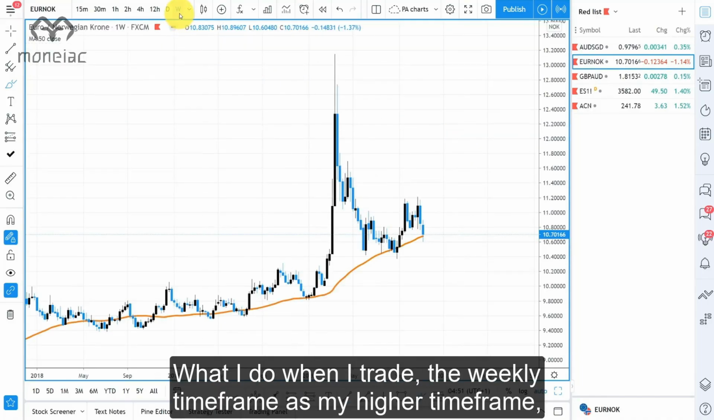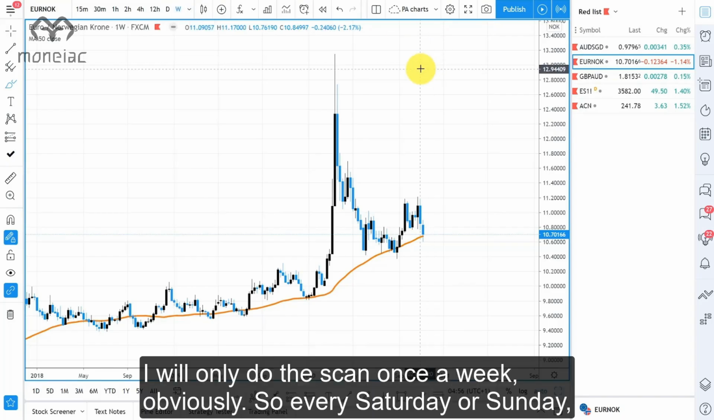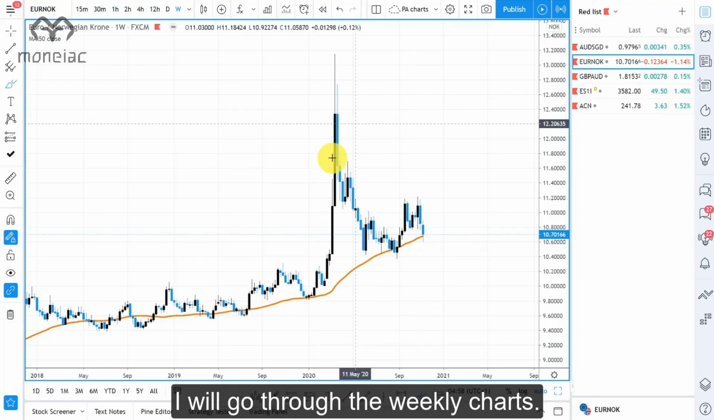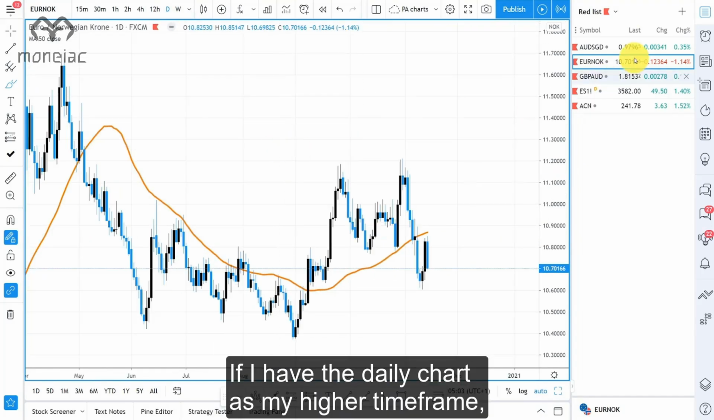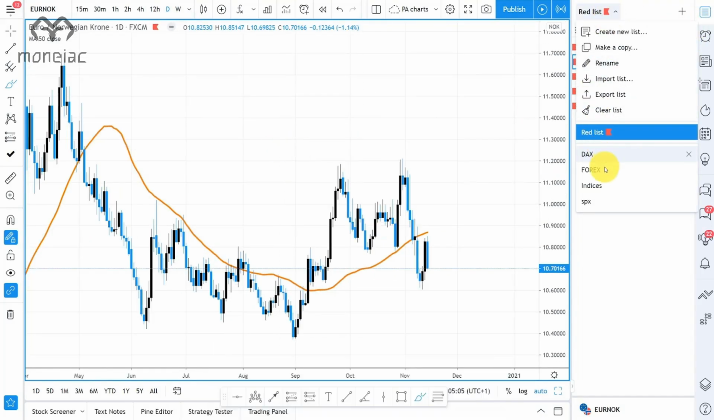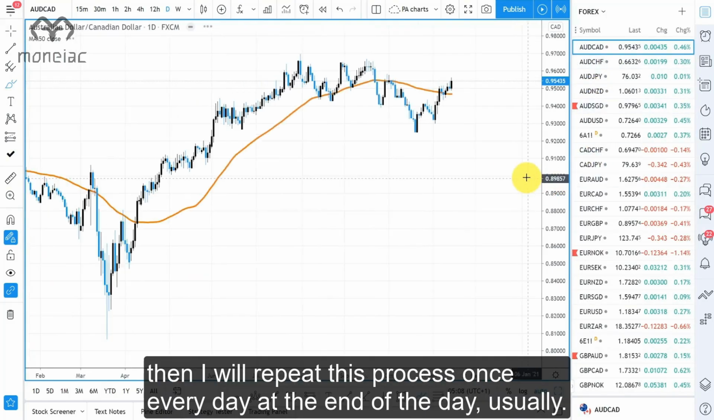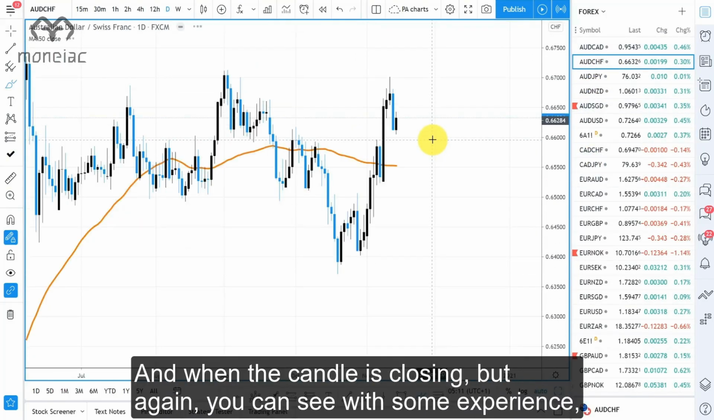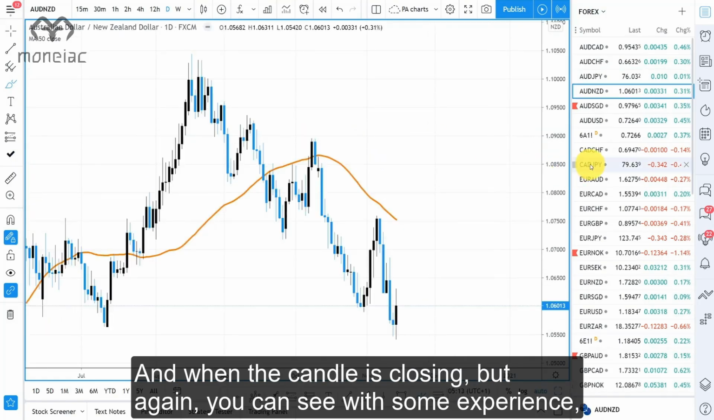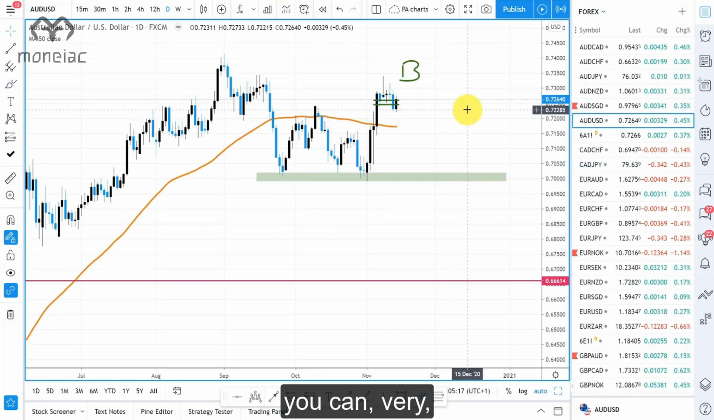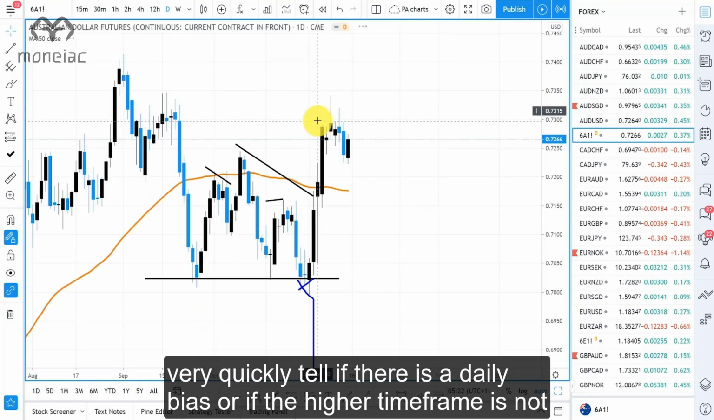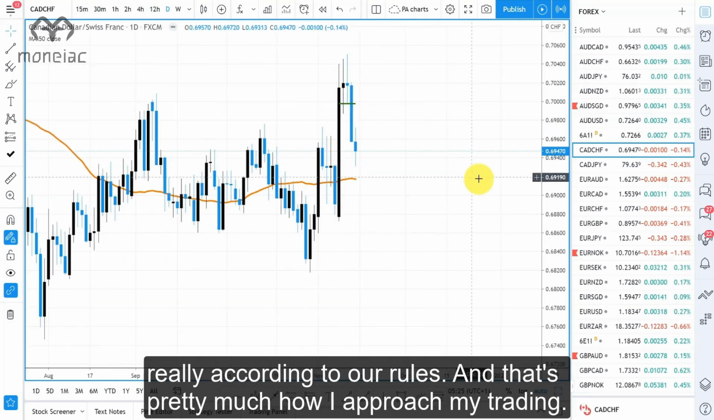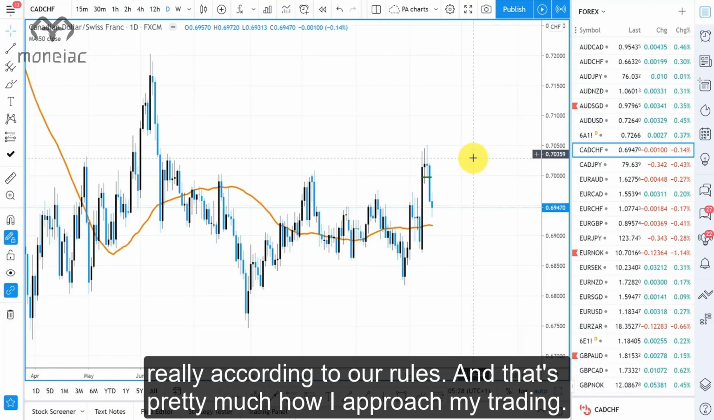What I do when I trade the weekly time frame as my higher time frame, I will only do this scan once a week, obviously. So every Saturday or Sunday, I will go through the weekly charts. If I have the daily chart as my higher time frame, which I do for Forex trades, then I will repeat this process once every day, at the end of the day usually, and when the candle is closing. But again, you can see with some experience, you can very, very quickly tell if there is a daily bias or if the higher time frame is not really according to our rules. And that's pretty much how I approach my trading.